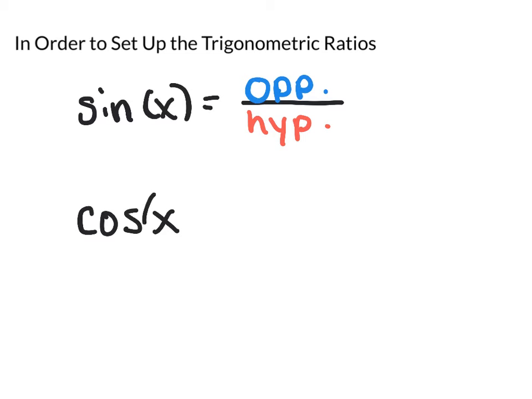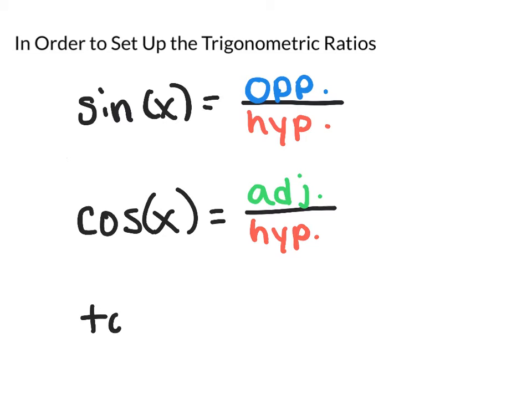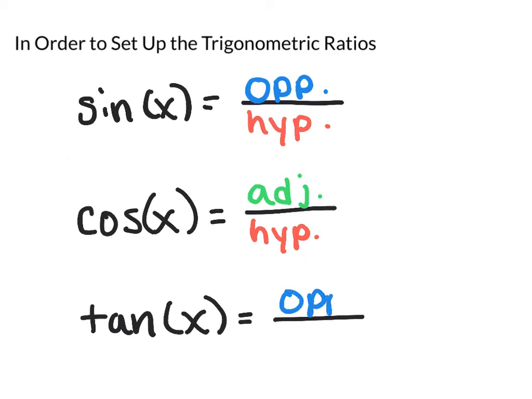Cosine of x is the adjacent over the hypotenuse. And tangent of x is the opposite over the adjacent. Now to help you remember the relationships, there's a few mnemonic devices that they use.